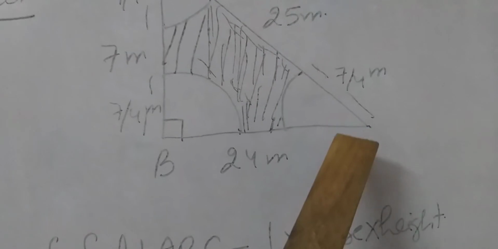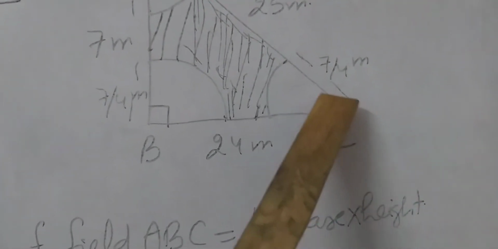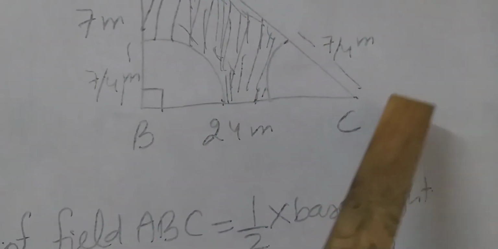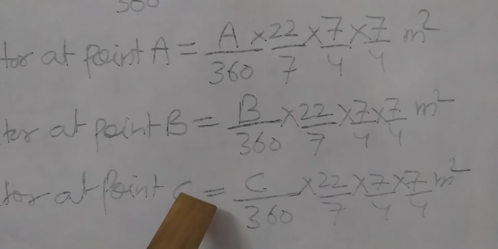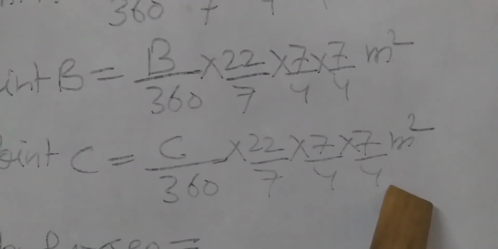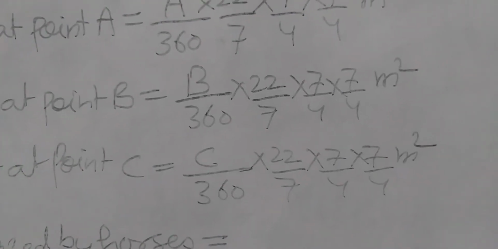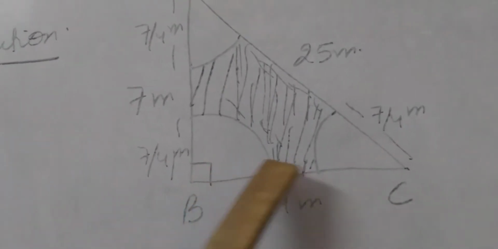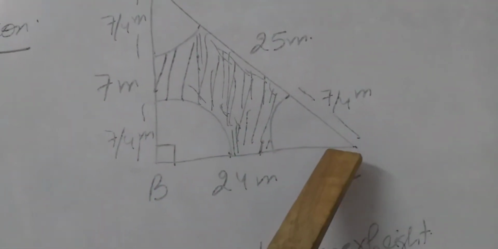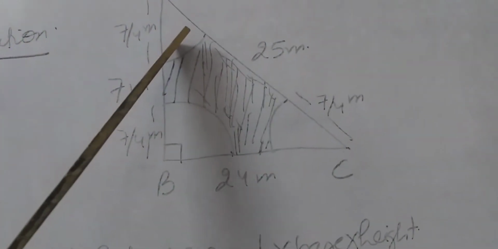Similarly, we can calculate area of sector formed at the point C. Its radius also is 7/4 meter. So C upon 360 into 22/7 into 7/4 into 7/4 meter square. So these are the grazed portions by horses. So total grazed area by horses, we can add the area of all three sectors.